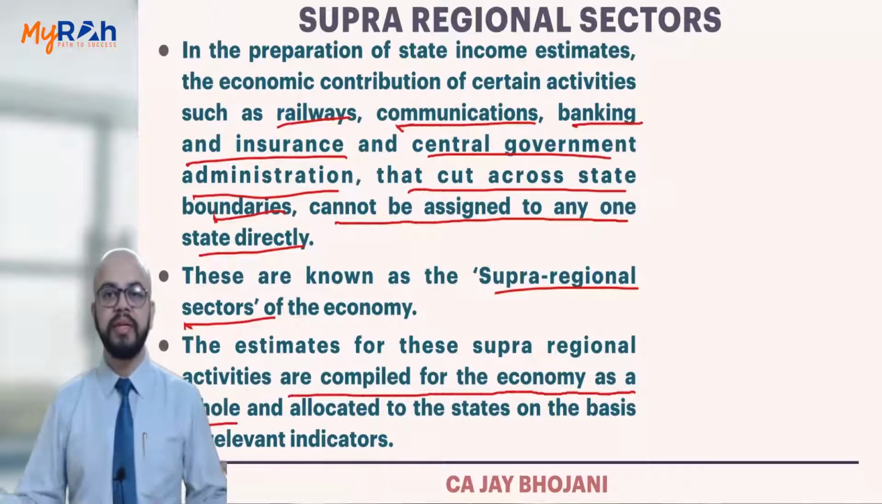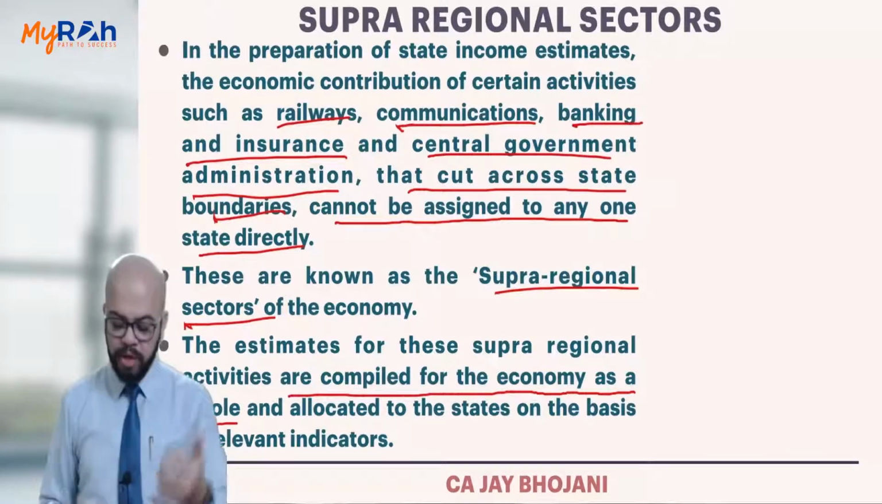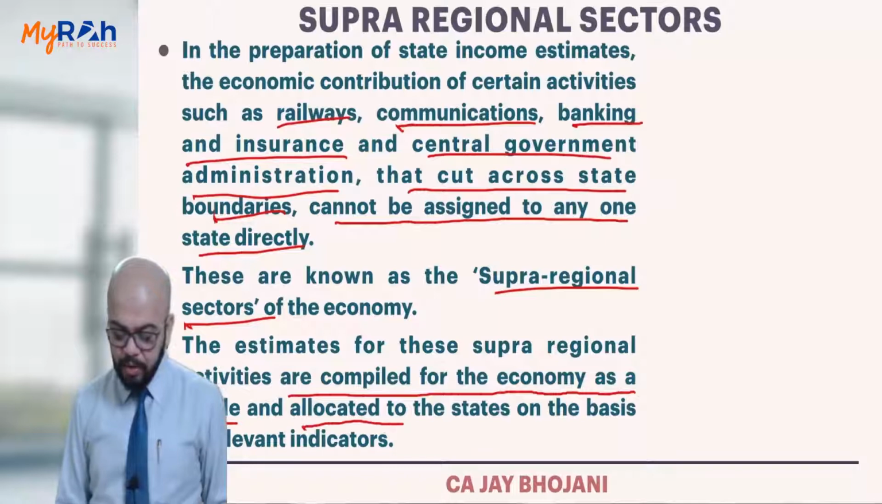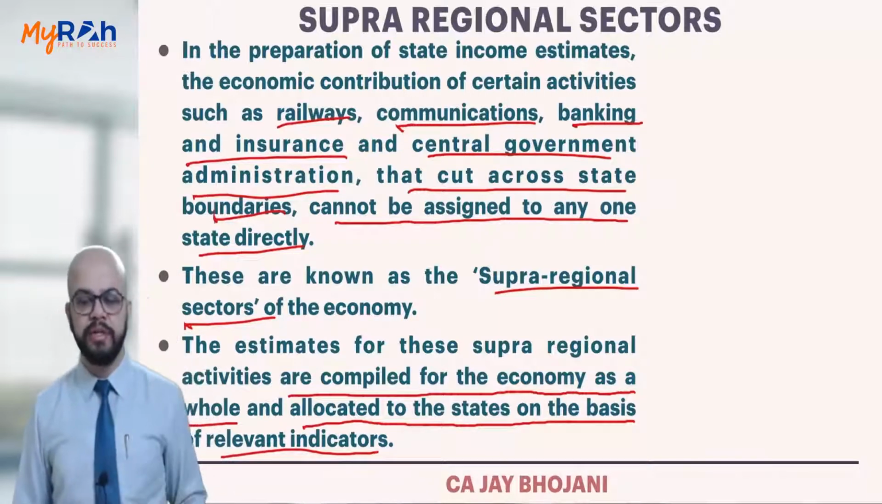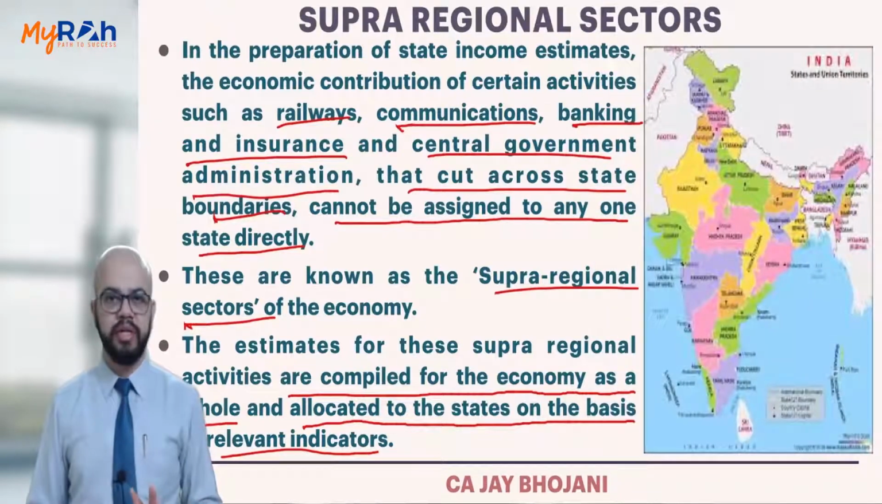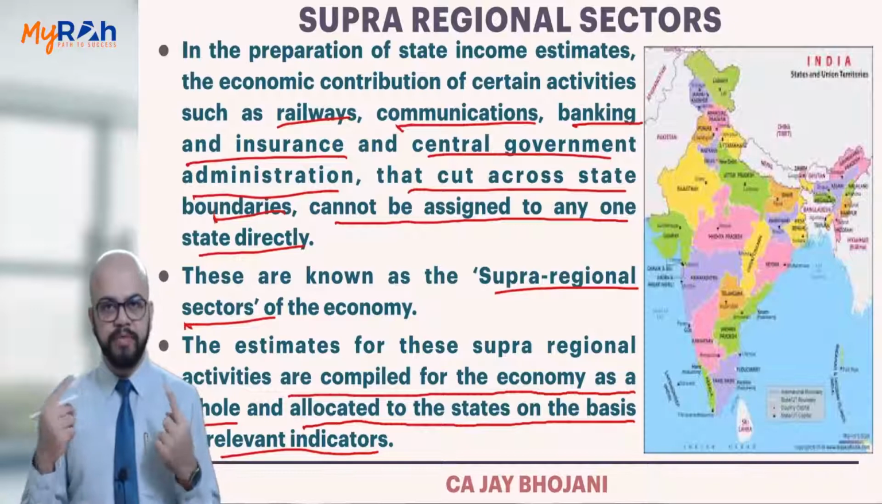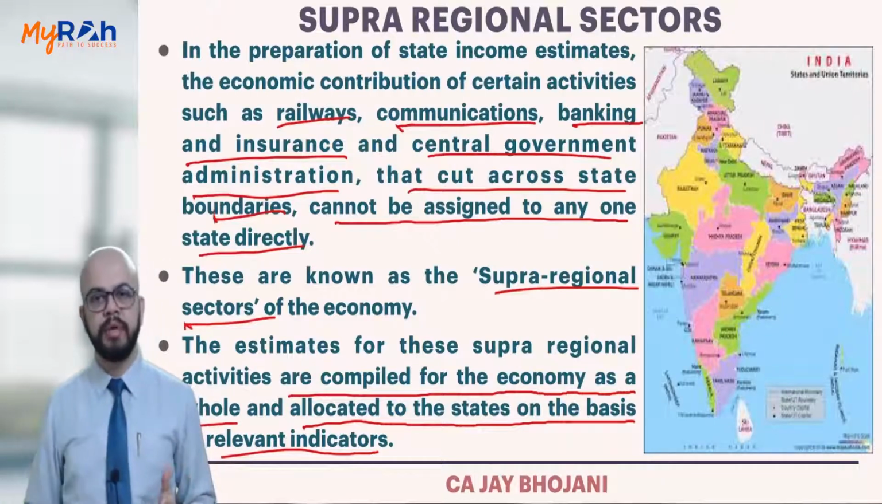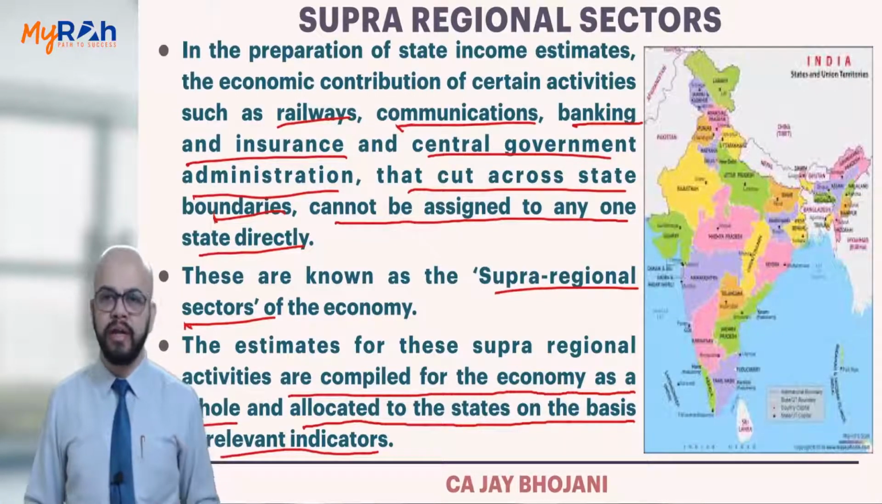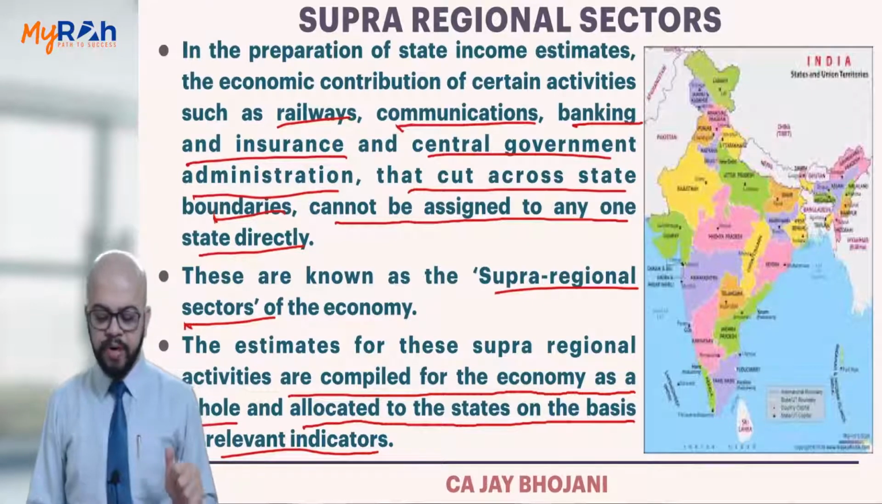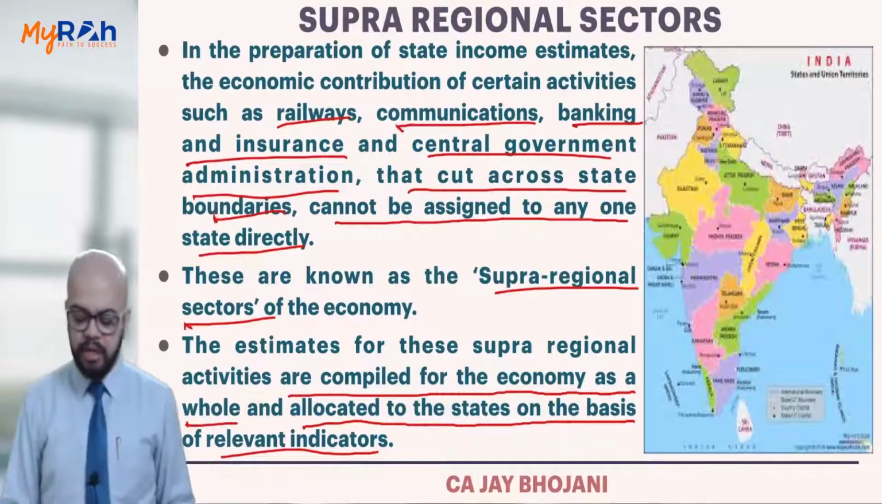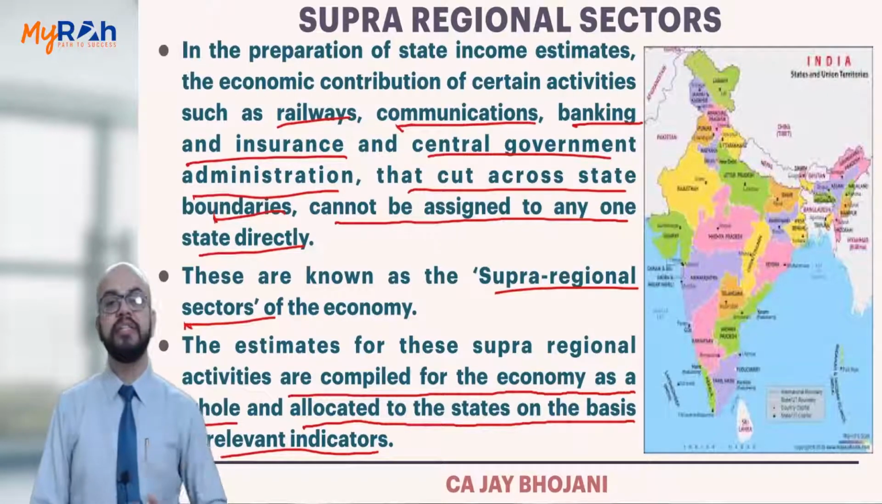They are compiled, gathered for the economy as a whole, and then allocated to the states on the basis of some relevant indicators. Okay, first they are compiled for the nation, then distributed among the states based on some relevant indicator. Fine. So that was supra-regional sectors. So this was the regional system of accounting.